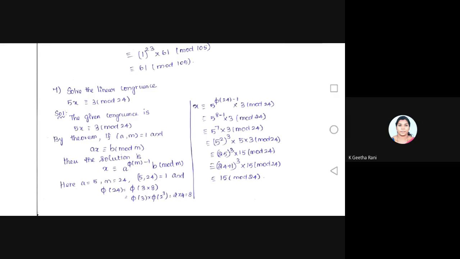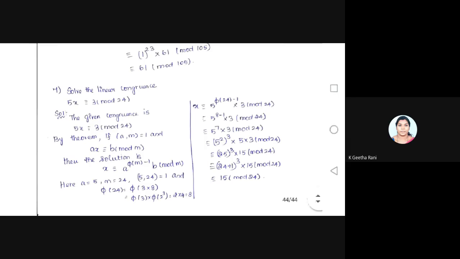So 8 can be written as 2 cube. So phi of 3 value is 3 minus 1, since phi of p is equal to p minus 1. Then phi of 2 cube is equal to 2 cube into 1 minus 1 by 2. So that value is 4. So 2 fours are 8. So phi of 24 is 8.